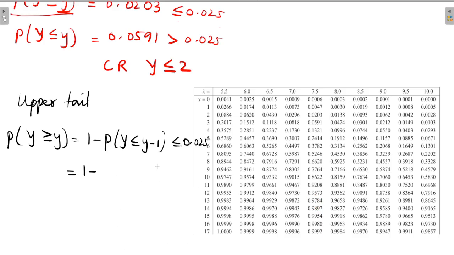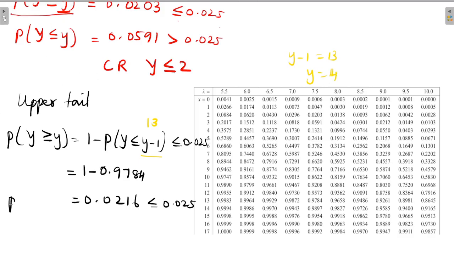So 1 minus 0.9784 is 0.0216, which is less than or equal to 0.025. So what is the possible value of y minus 1? Y minus 1 is equal to 13. So when y minus 1 equals 13, what is y? The y value is 14. So the required probability is the probability of Y greater than or equal to 14.